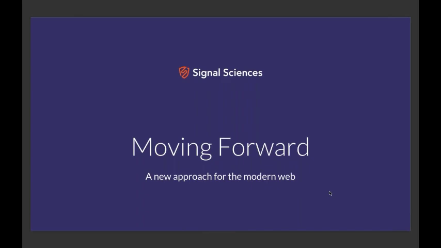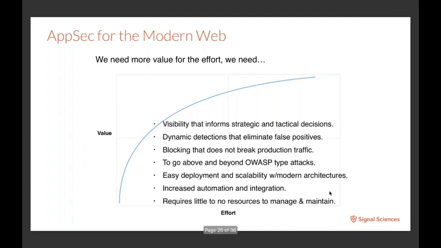So moving forward to a new approach in the modern web. All right, so these are the things that we should be looking for in web application security solutions as we embark on this modern web. As you can see, the graph is vastly different here, right? So we need more value for the effort right away, right? So that's what something should provide us.